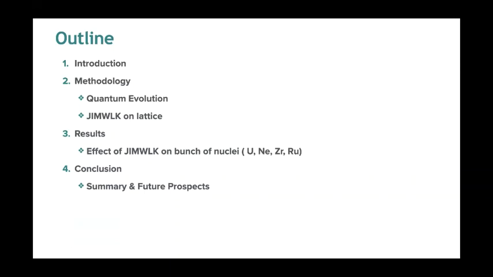This is a brief outline. I'll be talking about the introduction, which includes some idea about the effective field theory, and then the methodology, which includes quantum evolution and how you put JIMWLK evolution on the lattice. Then I'll talk about the results, which include the effect of the JIMWLK evolution on a bunch of nuclei, for example uranium, neon, and then these isobars. And I'll conclude with a summary and what can be done in the future.